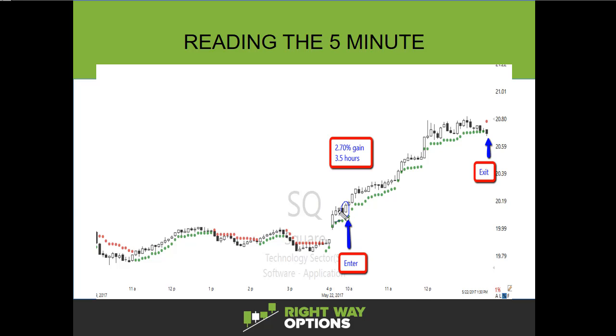Would it matter at all to you if you were trading this chart, if you entered here, or if you entered here? Not at all, because you're trading a trend and all you have to do is wait for the entry. So if you miss one, just give it some time. Another entry is coming soon.